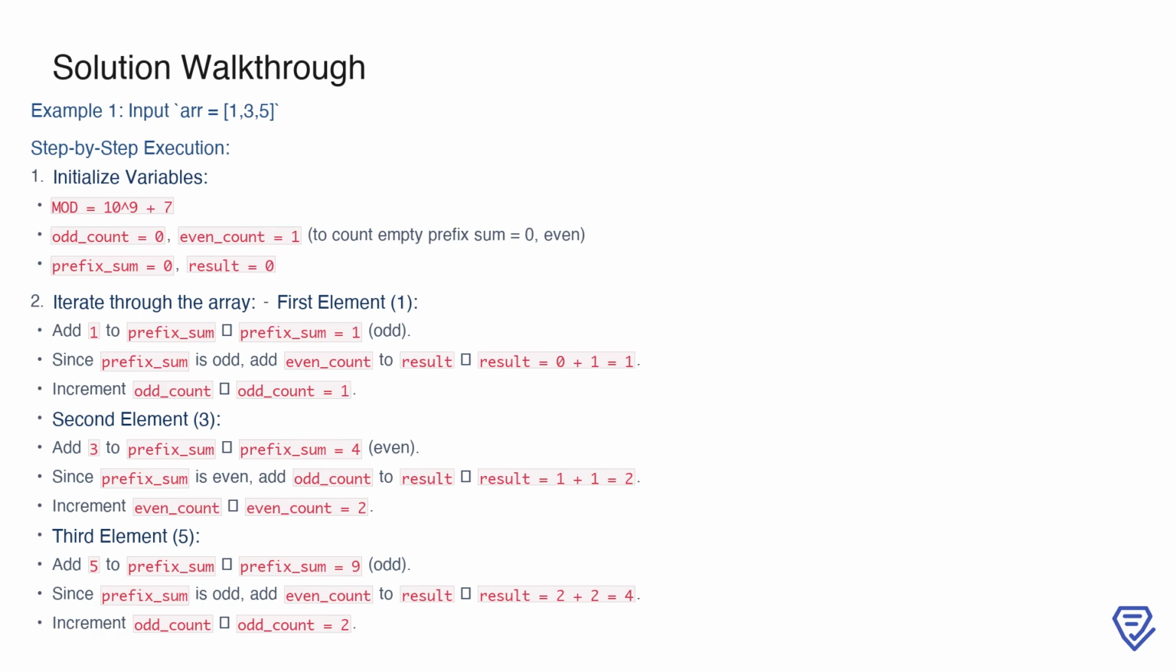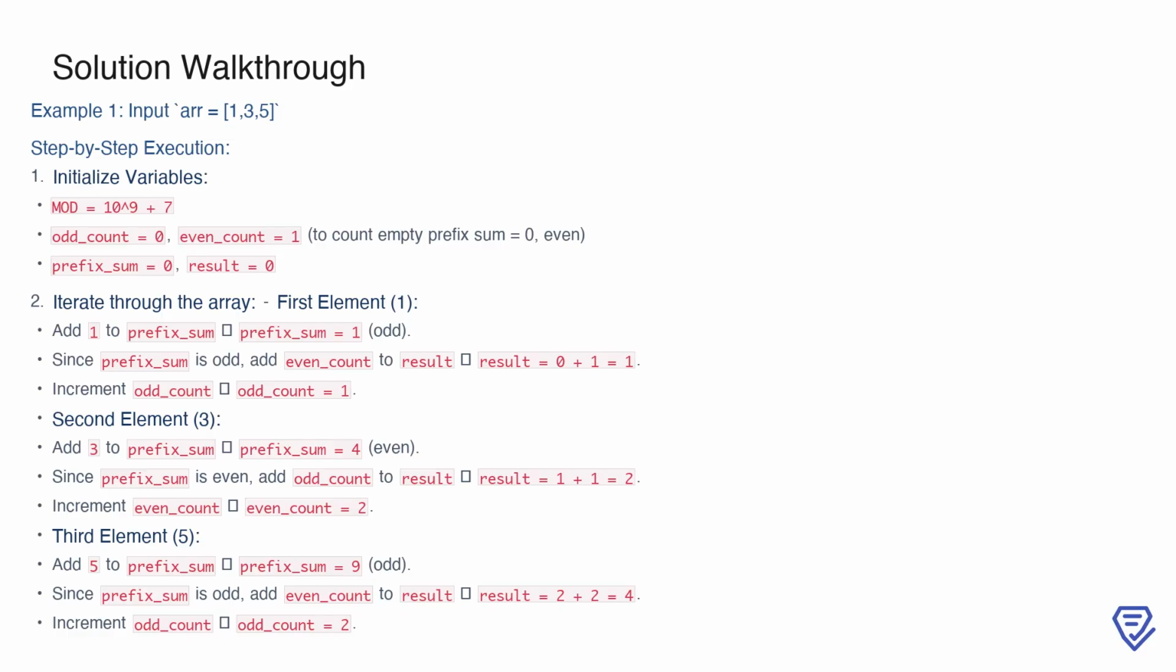Now, let's iterate through the array. For the first element, 1, we add it to prefix_sum, making it 1, which is odd. Since the prefix sum is odd, we add even_count, which is 1, to the result. This gives us a result of 1. Next, we increment odd_count to 1 to reflect the new count of odd prefix sums. Moving to the second element, 3, we add it to prefix_sum, updating it to 4, which is even. For an even prefix sum, we add odd_count, which is 1, to the result, resulting in 2. Then, we increment even_count to 2.